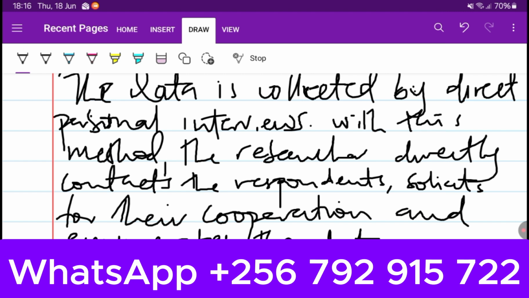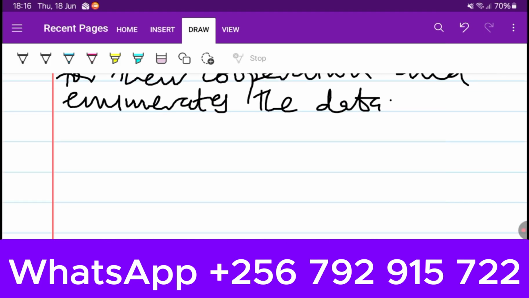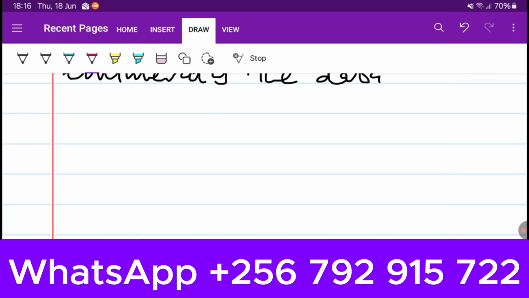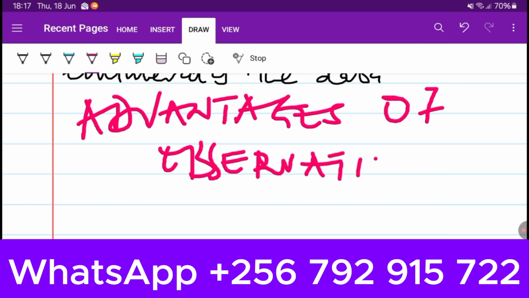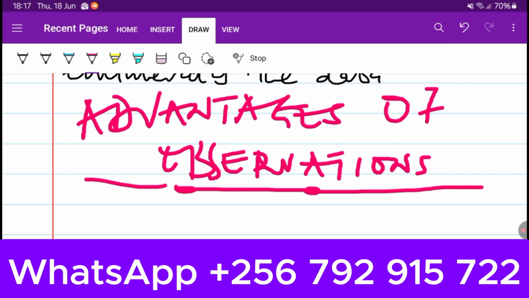So maybe we can talk about 4 or 5 advantages, and then the disadvantages. Then we proceed to the interview as another form of data collection. So let's look at the advantages of personal observations, observation as a method of data collection.